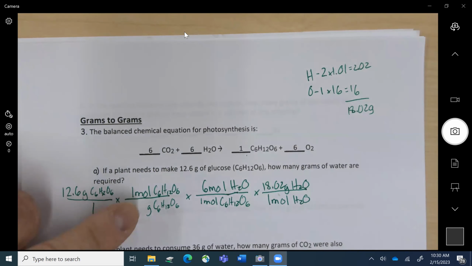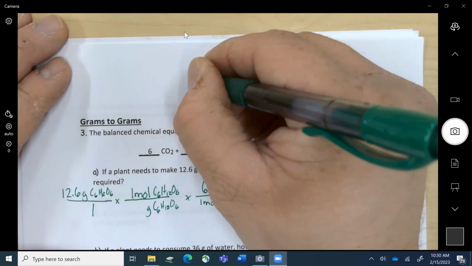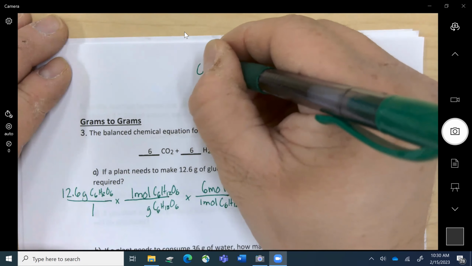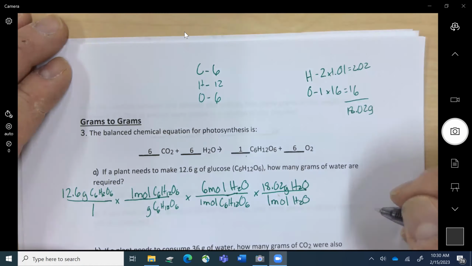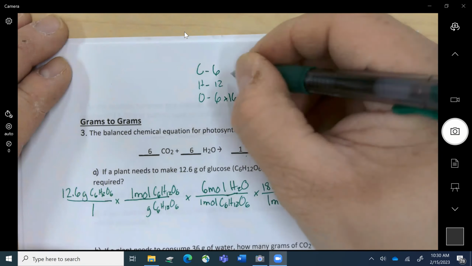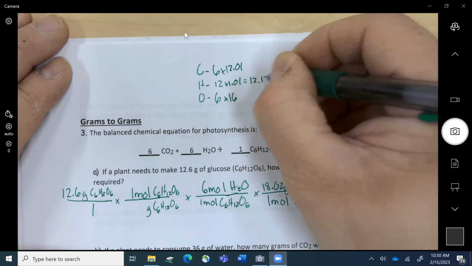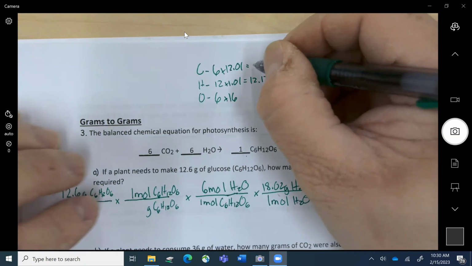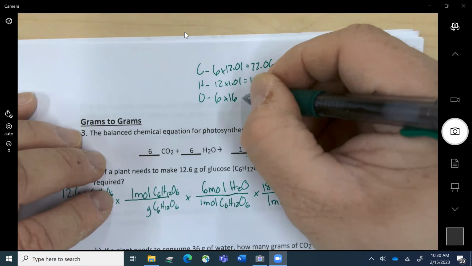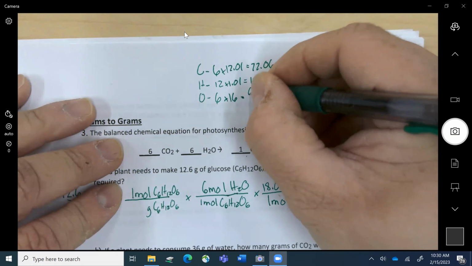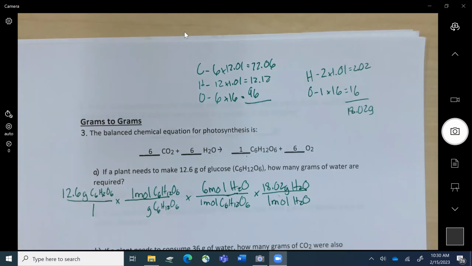Now I need the molar mass of glucose. So C, H, and O. 6, 12, 6. 16, 12.01, 1.01. So this is going to be 12.12. This is going to be 72.06, and this will be 3264.96. So 72.06.